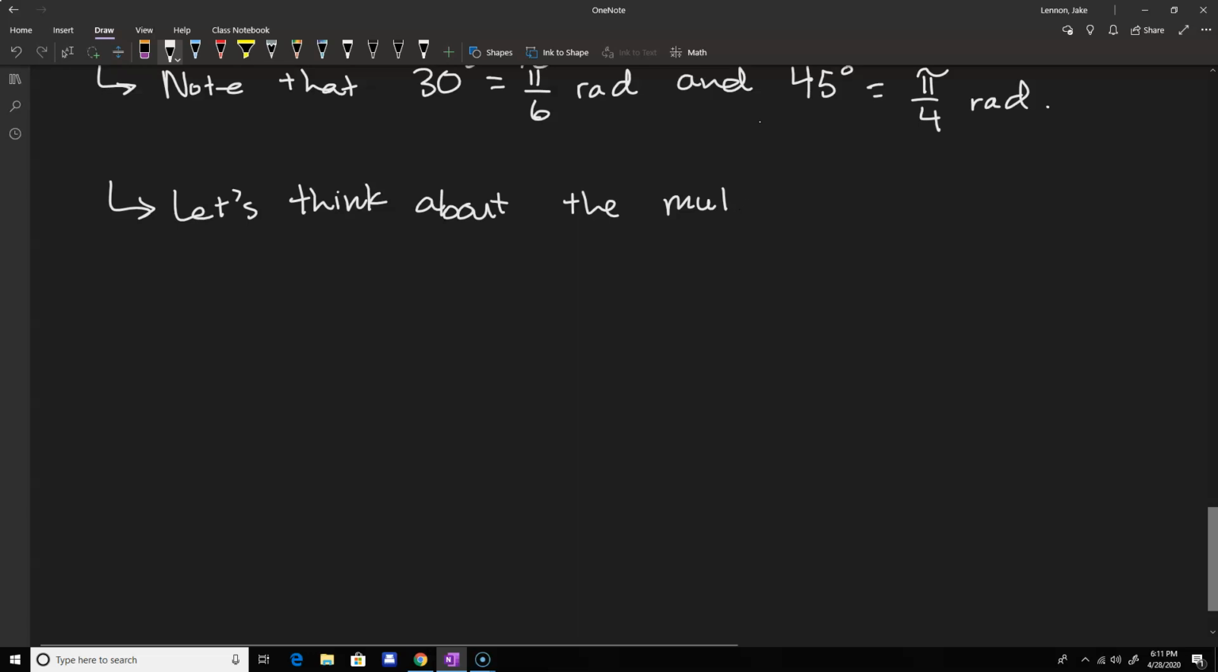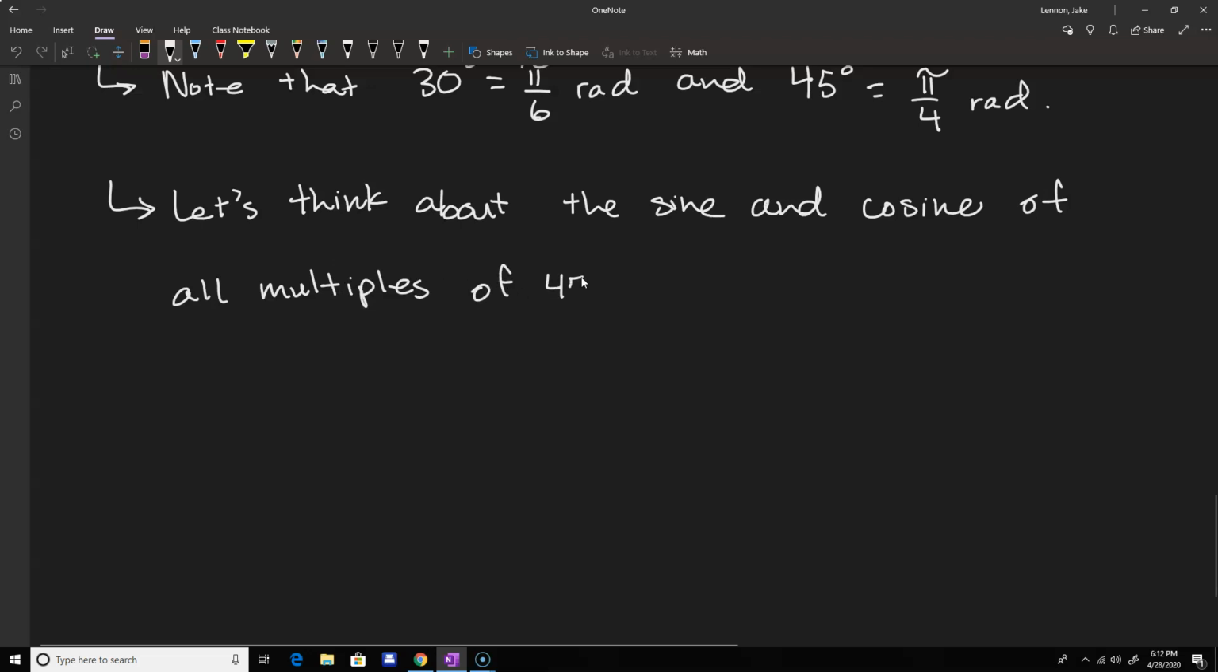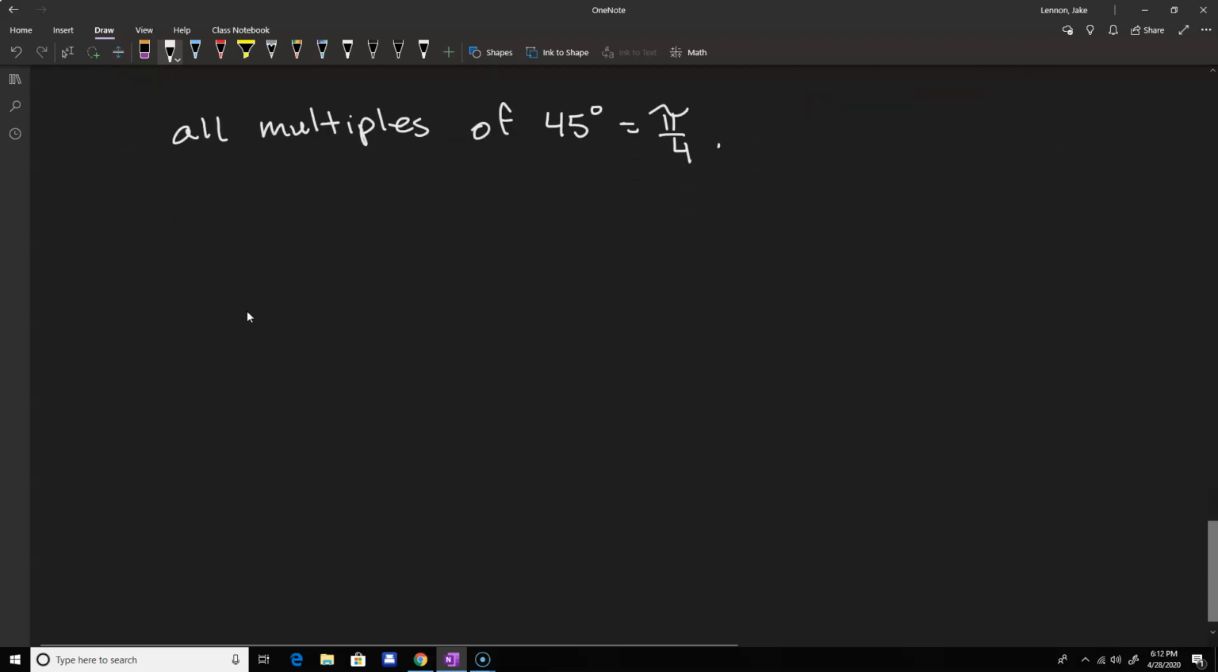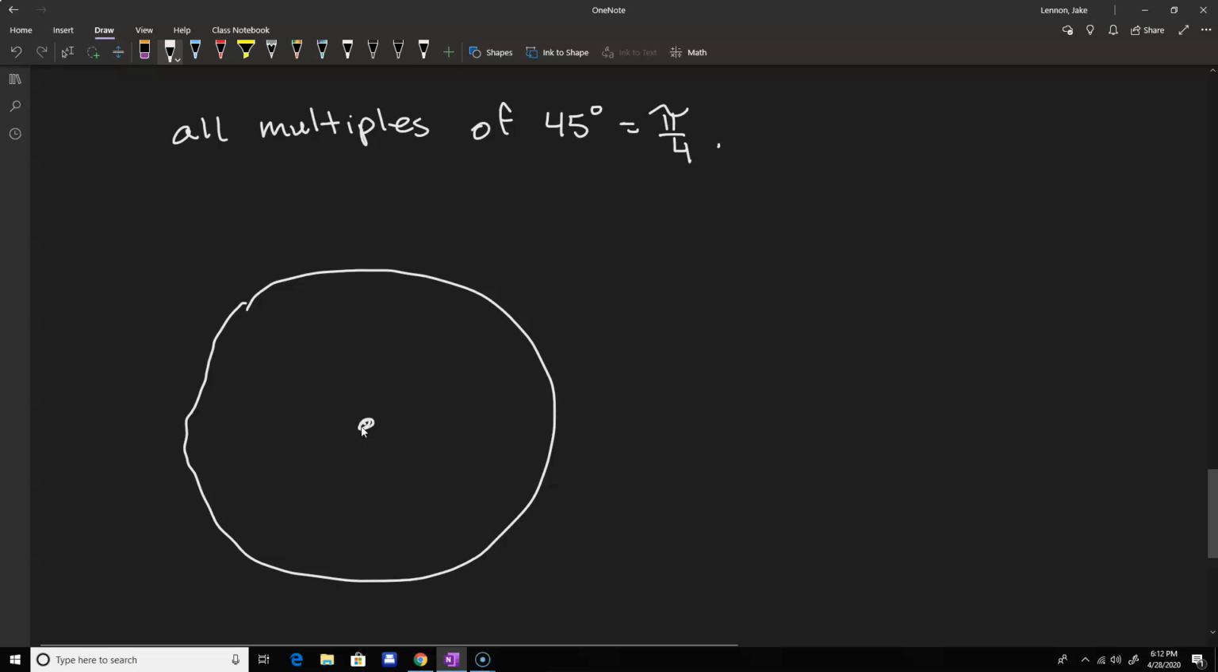So let's think about the sine and cosine of all multiples of 45 degrees, which we know to be, in radians, pi over 4. Okay, so how do we do this? Well, let's count by 45 degrees starting at 0 degrees. So 0 degrees is right here.